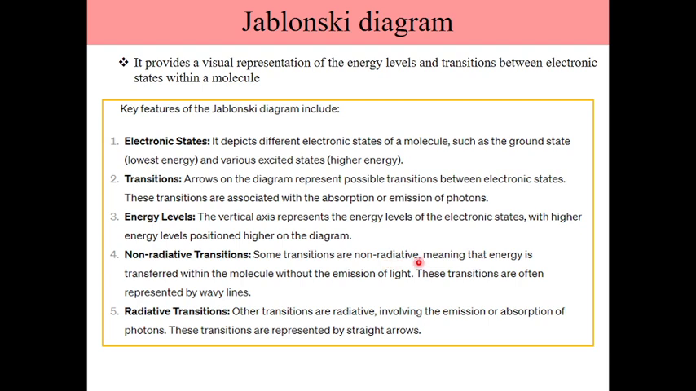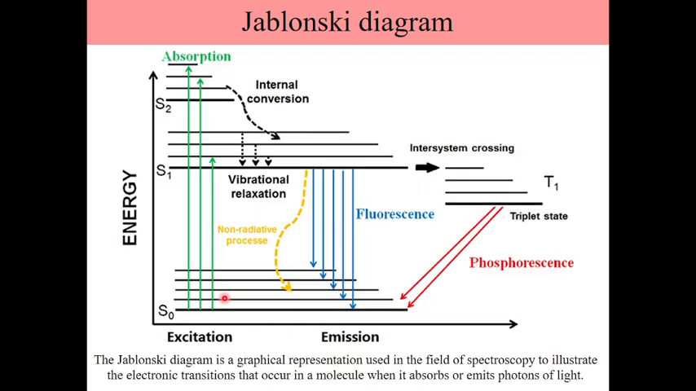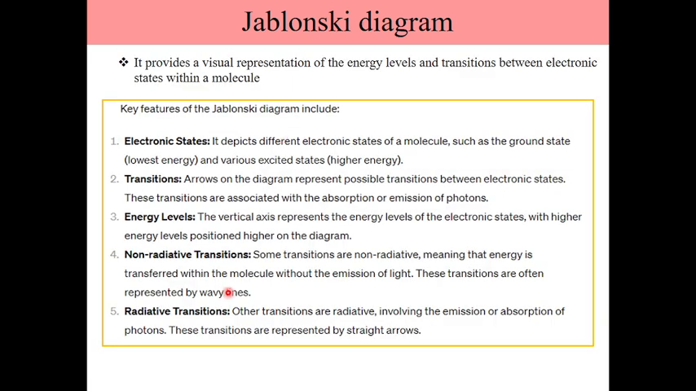Some transitions are non-radiative, meaning that the energy is transferred within the molecule without the emission of light. These transitions are often represented by wavy lines. So look at these wavy lines. These are actually non-radiative decay of energy. Then there is radiative transition. Other transitions are radiative, involving the emission or absorption of photons. They are represented by straight arrows.